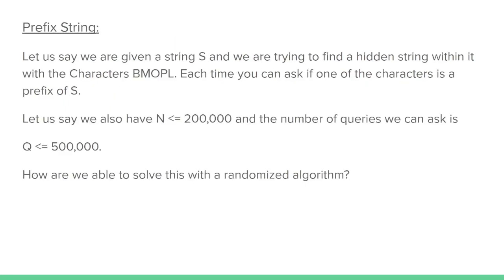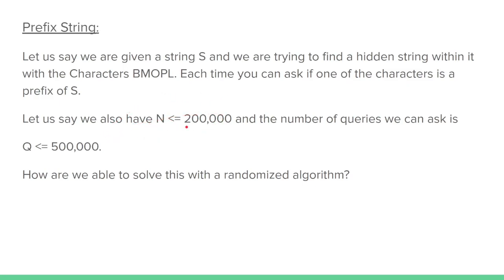So we have the prefix string. This is a question that I got from Erico, great YouTuber, great person. He does competitive programming, and this is actually a competitive programming question. So it's basically finding the prefix of a string. Let's say we're given a string S, and we're trying to find a hidden string within it, and we're given the characters BMOPL. Each time you can ask if one of the characters is a prefix of X using a query.